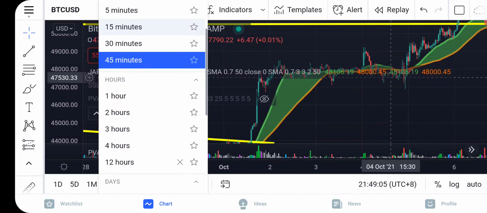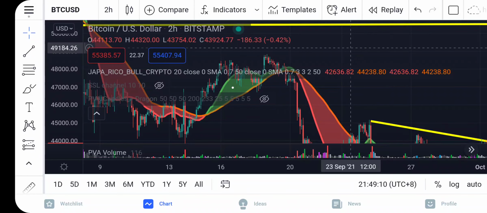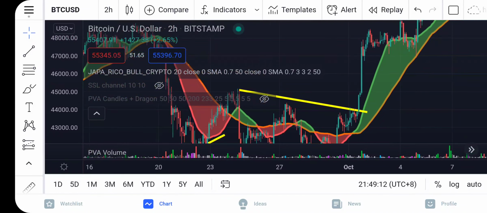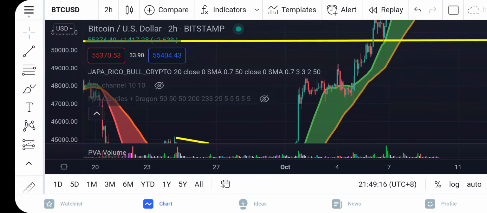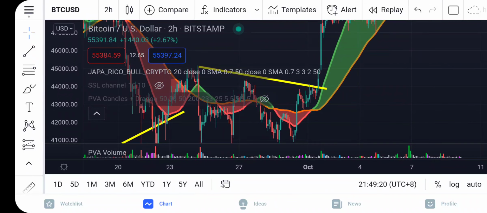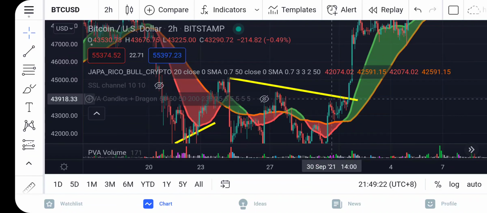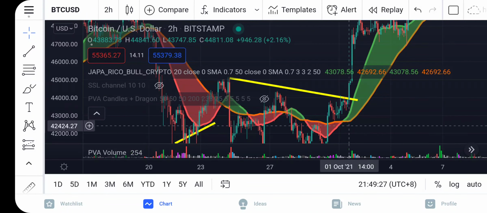On the two-hour chart, though, it is even more interesting. Why do I say so? Because on the two-hour chart, guys, you can see that price is not correcting. So we get rid of a lot of fake signals, a lot of false signals. And we can get on the rally, like in the very beginning of the movement, okay?